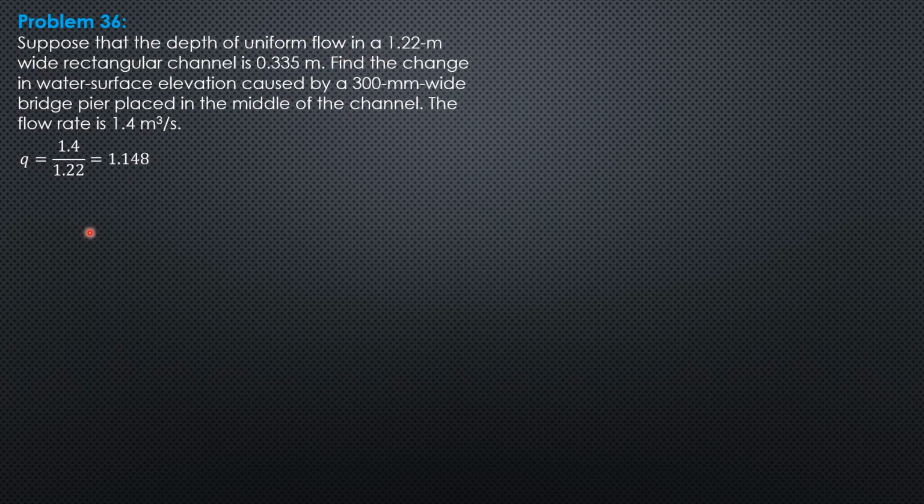So from here we can compute the normal critical depth, which is cube root of 1.148 squared over 9.81. So 0.5122 meters, if there are no obstructions like that pier here. Then the depth is 0.35 meters compared to that. So meaning to say at the depth of 0.35, because this is less than the critical depth, it means that this occurs at the lower stage, or the flow is supercritical.